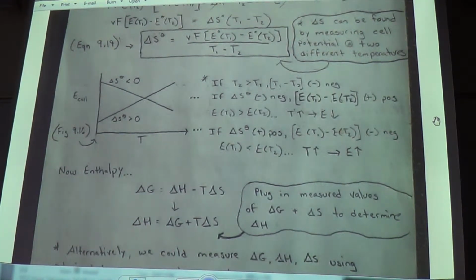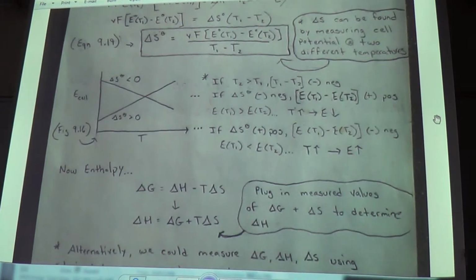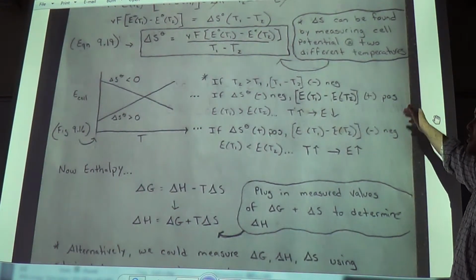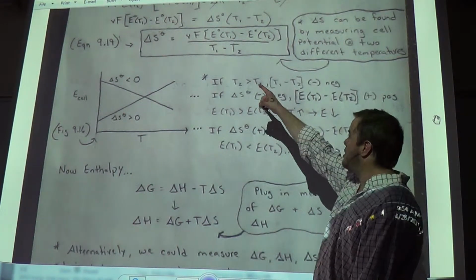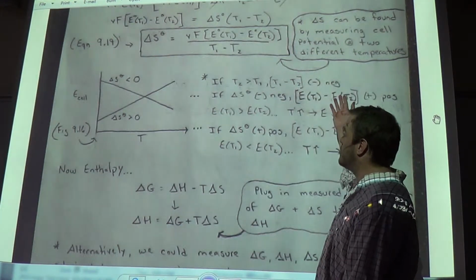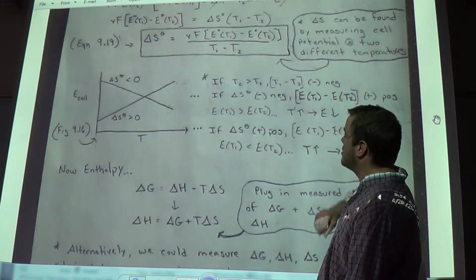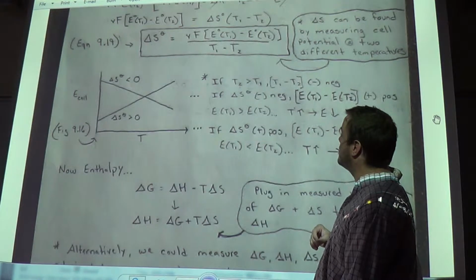So, assuming that you're running an increase in temperature, this term T1 minus T2 is always negative. So that term in the denominator is negative.